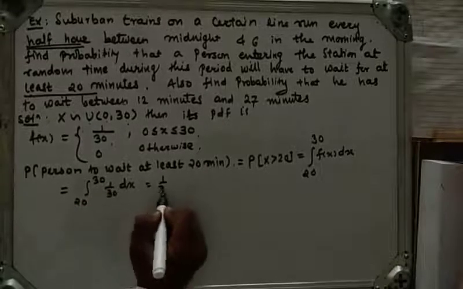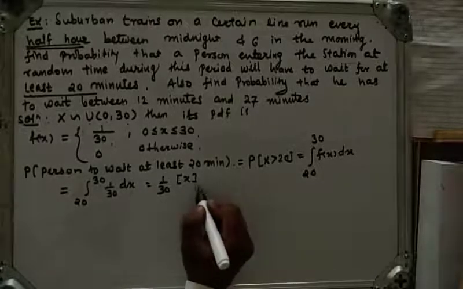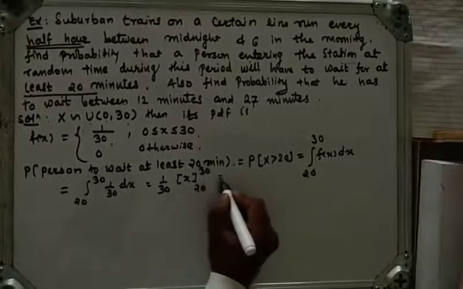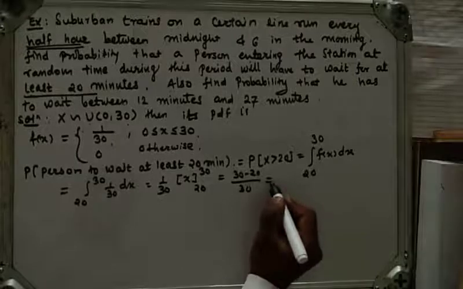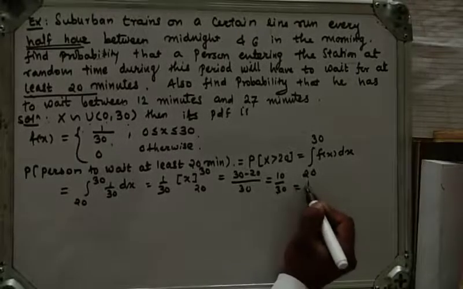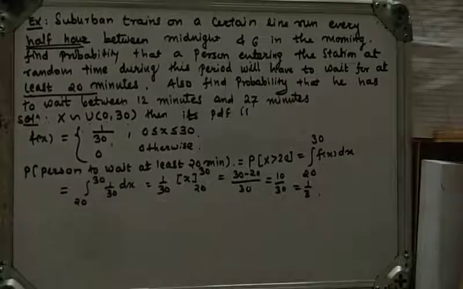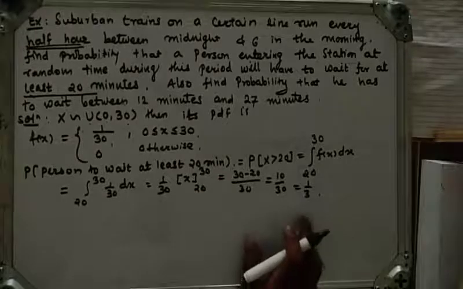So 1 upon 30 goes outside. The integration of a constant function is x, with limits from 20 to 30. So this is equal to 30 minus 20 upon 30, so we get 10 upon 30. The final answer is 1 upon 3. So the probability of a person waiting at least 20 minutes is 1 upon 3.